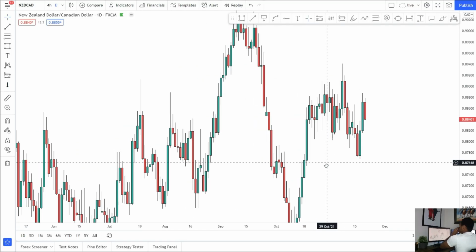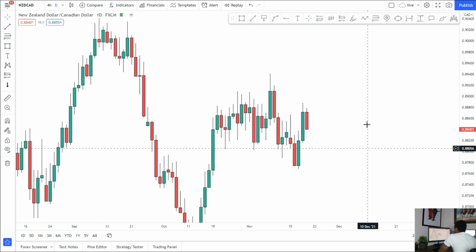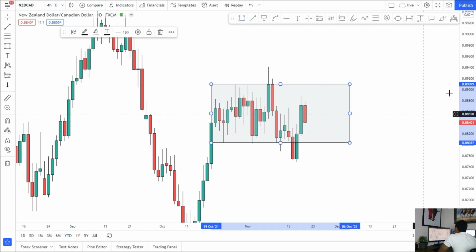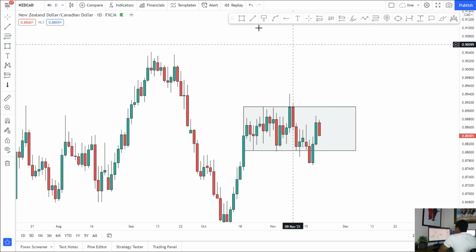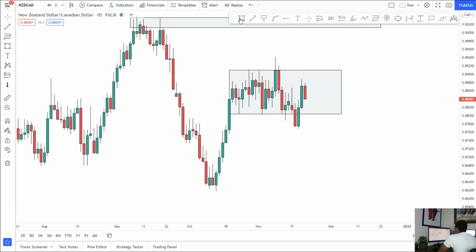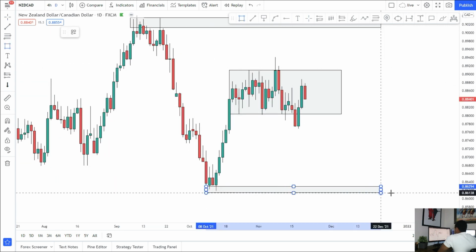Okay, so now I'm going to move on to NZD CAD. So NZD CAD is still kind of stuck in this range. Again, I did say to you guys, just wait for the breakout of the range and we can trade in that direction. We had the highs over here as our target if it breaks to the upside, and we had the lows down here if it does break to the downside as our target.